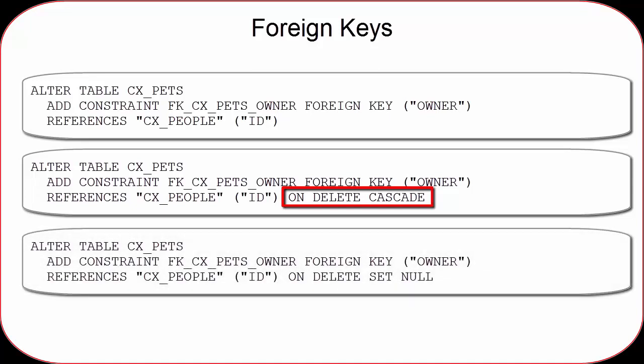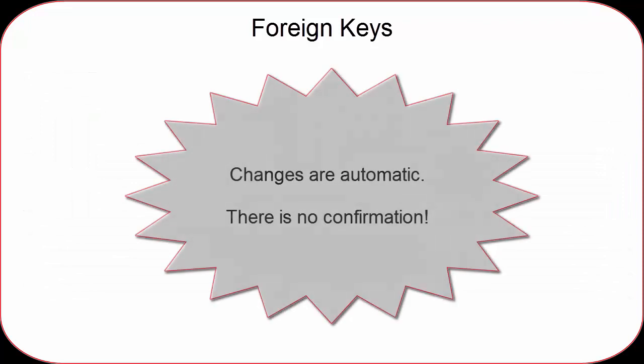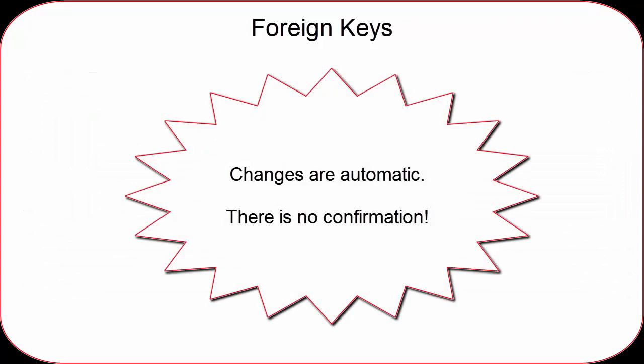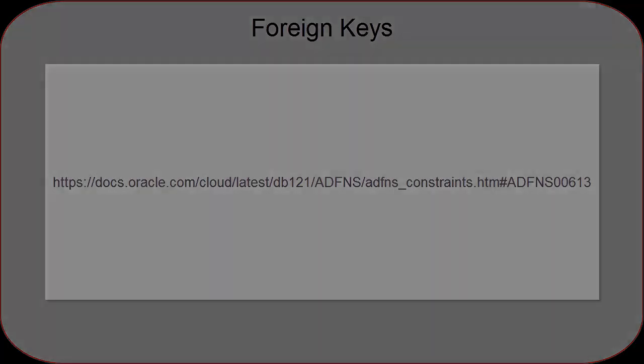Another option is, if your database design does not require that every pet has an owner, you could use onDeleteSetNull. This will just set the foreign key column to null in the child record if the parent is removed, but the child record will not be deleted. In either case, be aware that the action will just be performed and it will not have an "Are you sure?" check first. You can find some more information on foreign keys here.